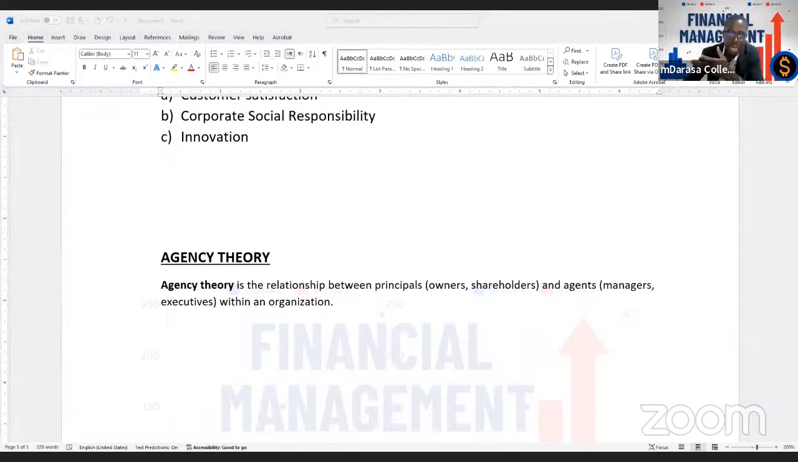So probably another dash on that you can add and say that it focuses on the conflicts that arise. It focuses, that is agency theory, on the conflicts that arise when the interests of the agents differ from those of the principals.